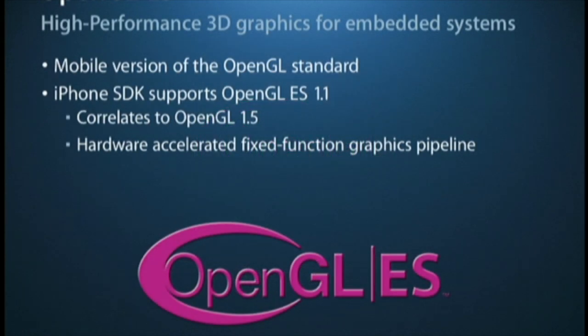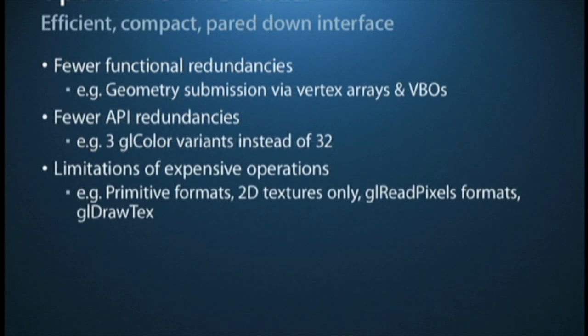OpenGL ES is the interface for high-performance 3D graphics on the iPhone. It's the mobile variant of the OpenGL standard. The iPhone SDK supports OpenGL ES 1.1, which roughly correlates to the fixed function pipeline in OpenGL 1.5. The OpenGL ES API is, for the most part, a subset of the OpenGL API on the desktop. So it's easiest to learn OpenGL ES in terms of the differences.